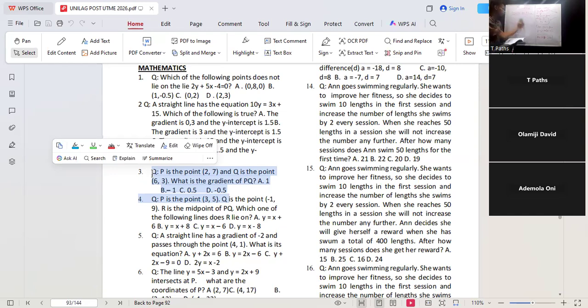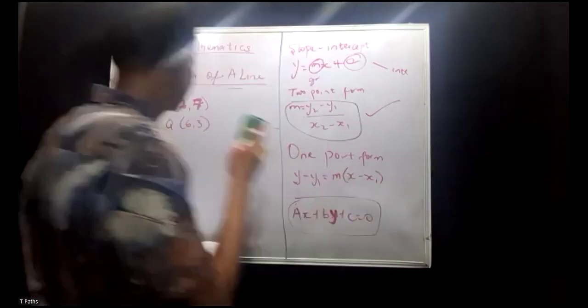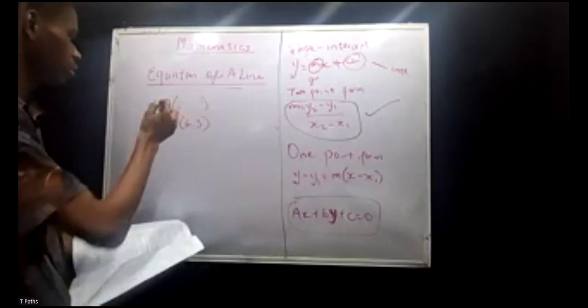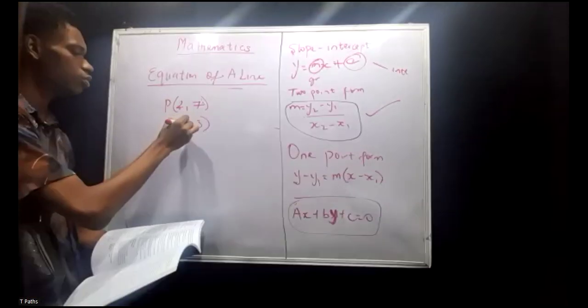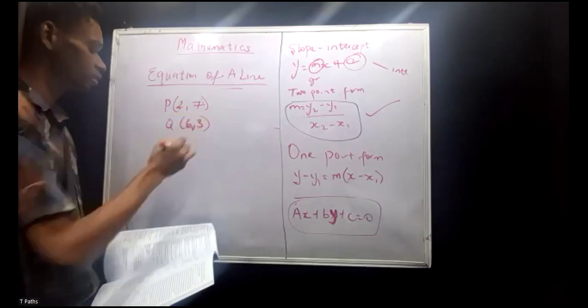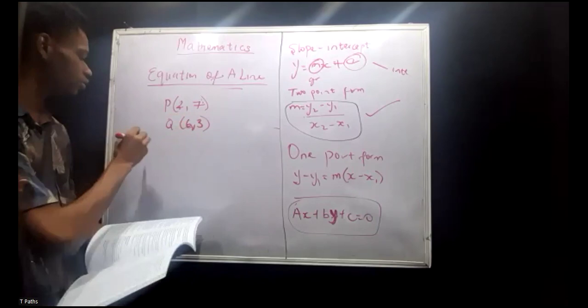So we have 2 points. Sorry, point P is 2,7. I was looking at another question. Point P is 2,7. And then point Q is 6,3. So let me rewrite this. Point P is 2,7. Point Q is 6,3. All right. So now we have to find the gradient of PQ.